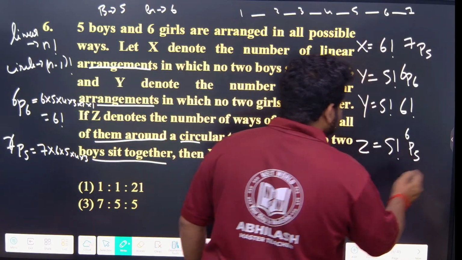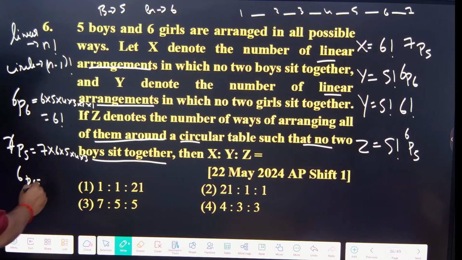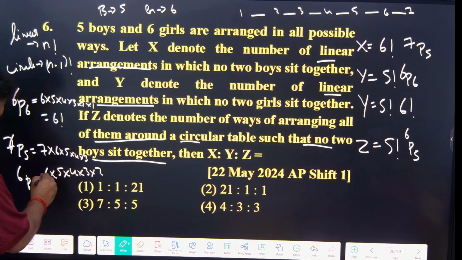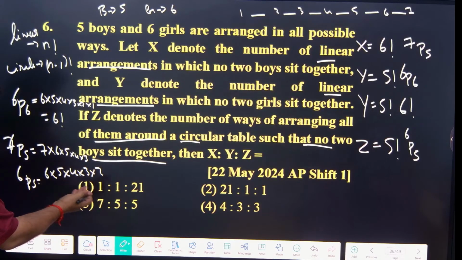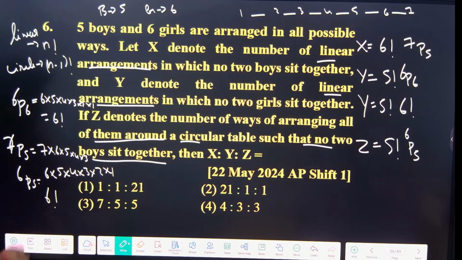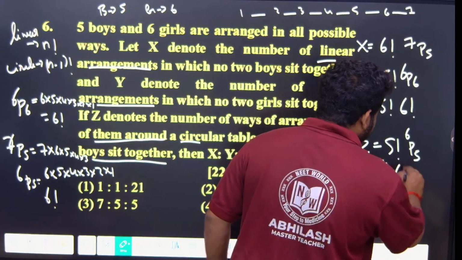6P5 means what? I can write it here. See, 6P5 is nothing but 6 factorial only. 6 into 5 into 4 into 3 into 2, you have to multiply these 5 numbers including 6, into 1. This will be 6 factorial only. So I can write Z is equal to 5 factorial into 6 factorial.